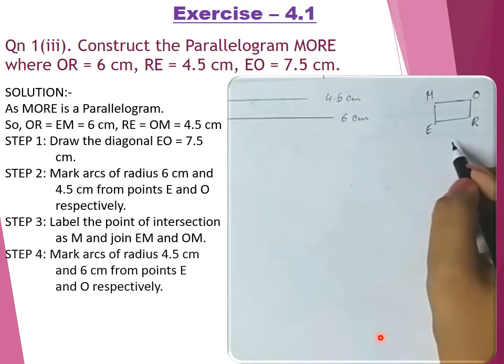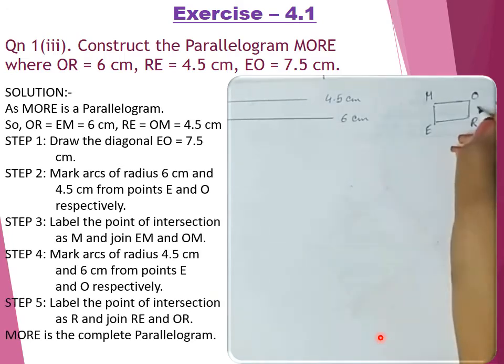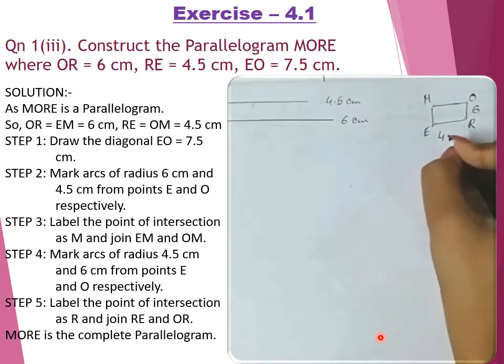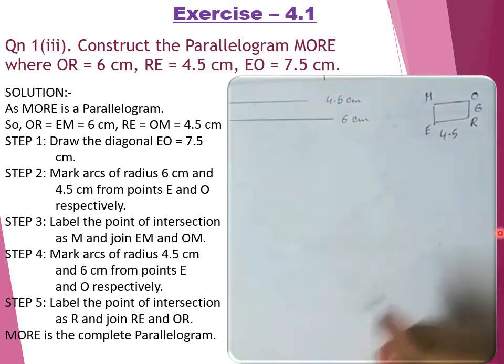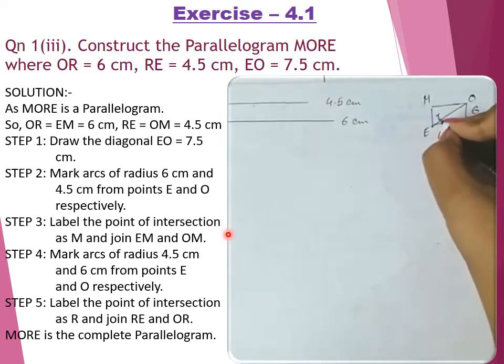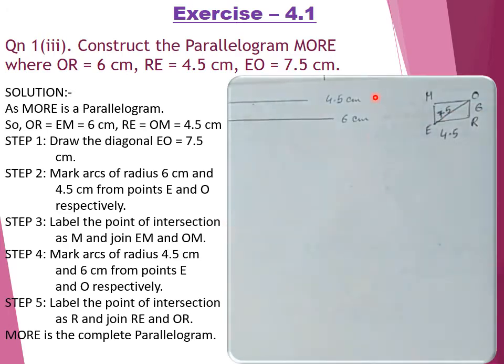Now, according to the question, OR is given as 6 cm and ER is given as 4.5. Not only that, the length of EO is given as 7.5 centimeters. That is, the diagonal is 7.5 centimeters.